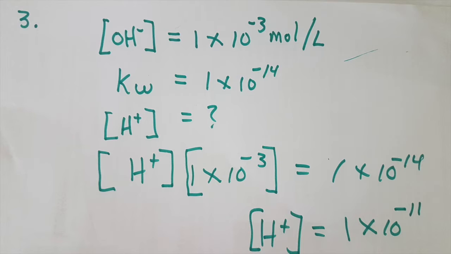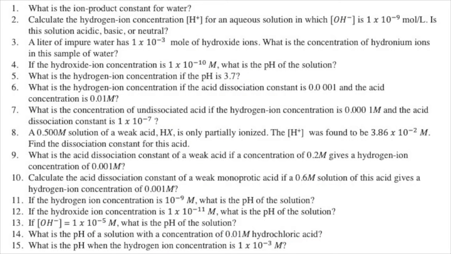Solve for H ion. So again, number 3 is very similar to number 2. It's going to be the Kw divided by the OH concentration, and that's going to be 1 times 10 to the negative 11. So the H ion concentration equals 1 times 10 to the negative 11. Make sure you check that on your calculators and make sure that you can come up with the exact same answer.